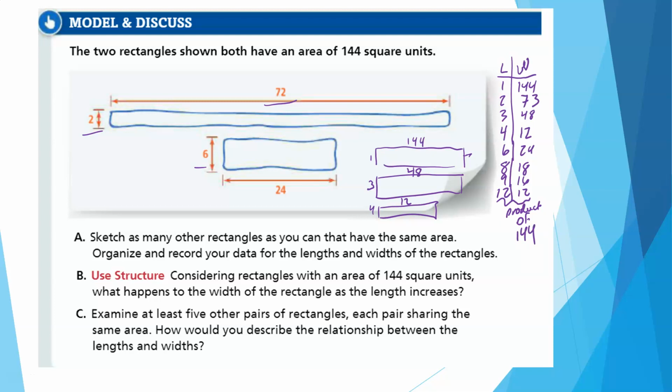Part B says, considering rectangles with an area of 144 square units, what happens to the width of the rectangle as the length increases? When we look at my table, the length is increasing, and we can see that the width is actually decreasing. So as one is going up, the other goes down. We'll skip part C, but this relationship of one thing going up and the other going down is what we're going to focus on in this section.